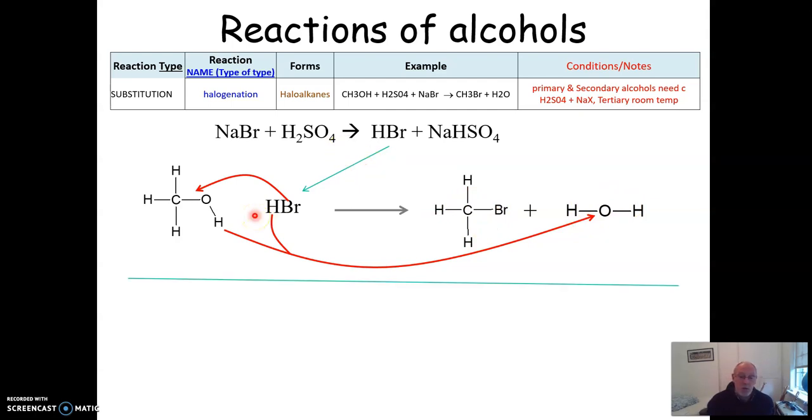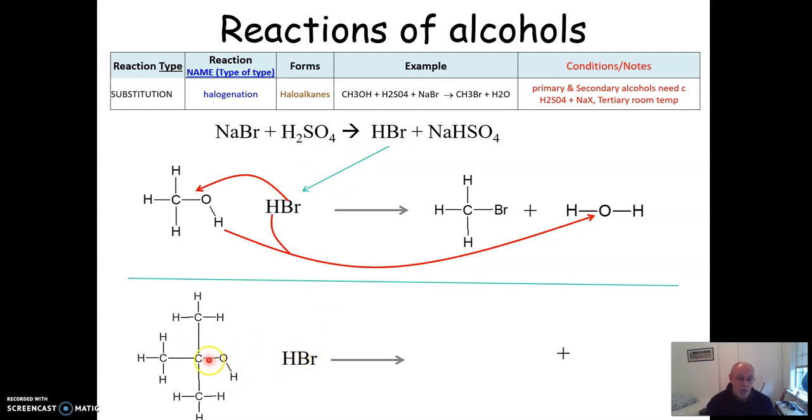Now, for tertiary alcohols, you don't need these extreme conditions. You don't need the hydrogen bromide to be made in the reaction by reacting sulfuric acid with sodium bromide. Obviously, remember, this is just an example. Sodium bromide, you could be using sodium chloride here, any halogen it'll work with. But here, it'll just react with the hydrogen bromide itself. So you don't need to actually produce the hydrogen bromide in the reaction.